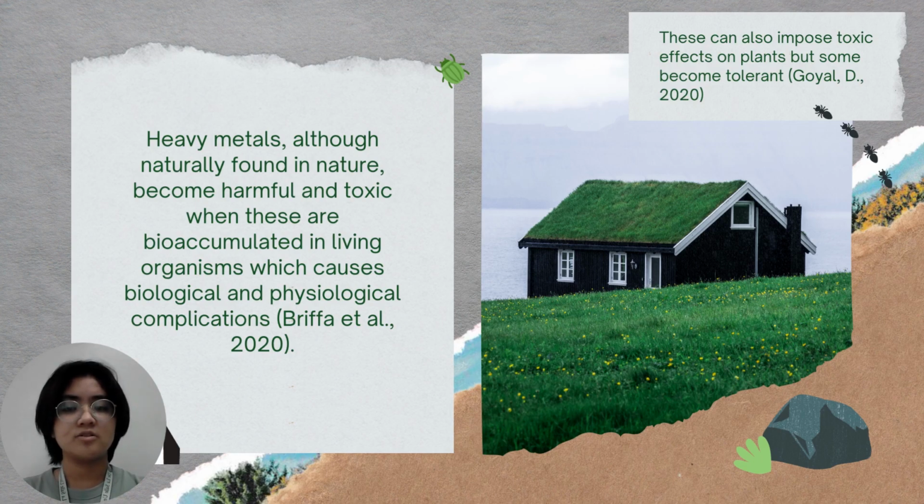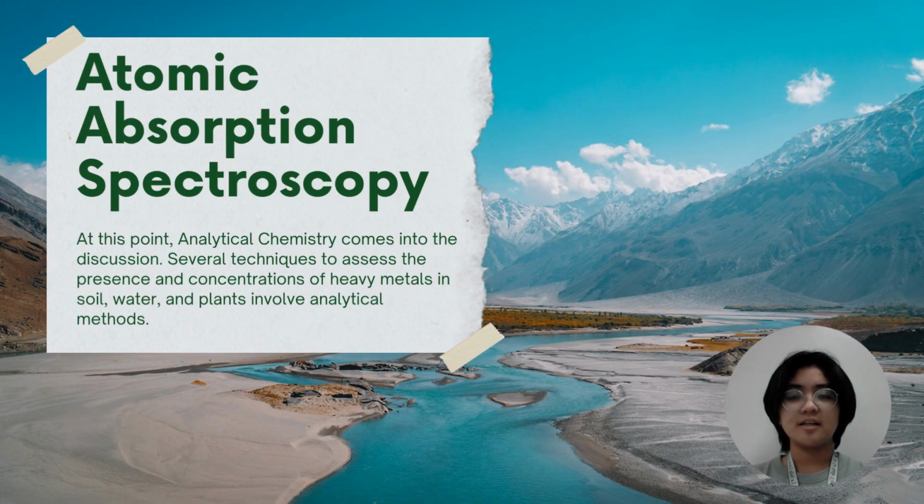Additionally, heavy metals can also impose toxic effects in plants, although some tolerant plants have developed mechanisms that are activated upon exposure. At this point, analytical chemistry comes into the discussion. Several techniques to assess the presence and concentrations of heavy metals in soil, water, and plants involve analytical methods.